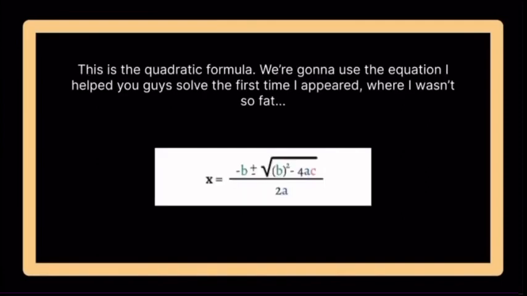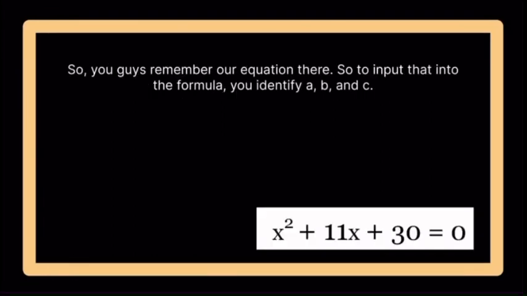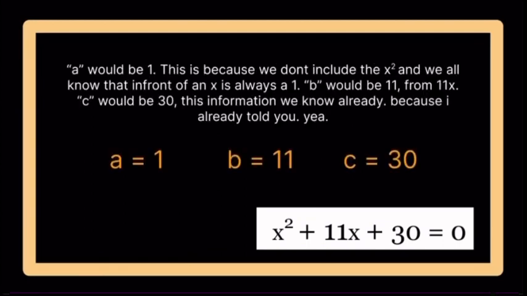This is a quadratic formula. We're going to use the equation that helped you guys out the first time I appeared, where I wasn't so fat. So you guys remember our equation there, so to input that into the formula, you identify A, B, and C. A would be 1. This is because we don't include x squared, and we all know that in front of an x, always a 1. B would be 11, from 11x. C would be 30. This information we know already, because I already told you.